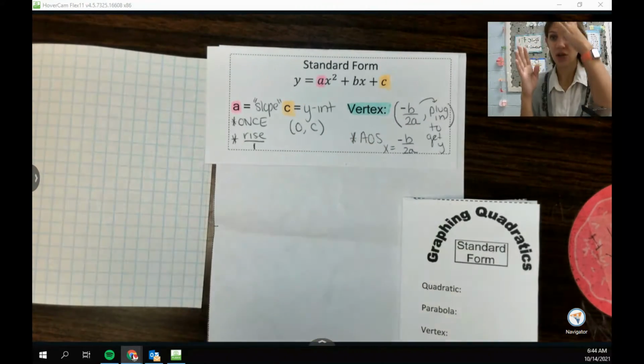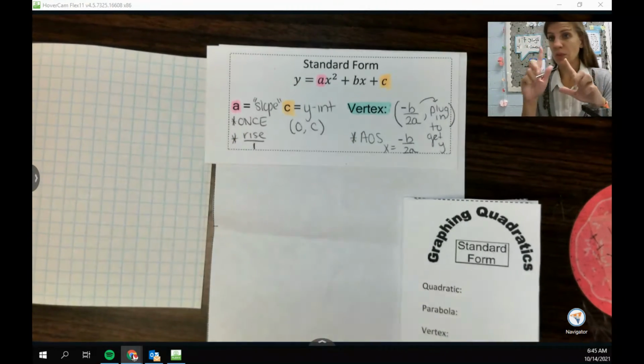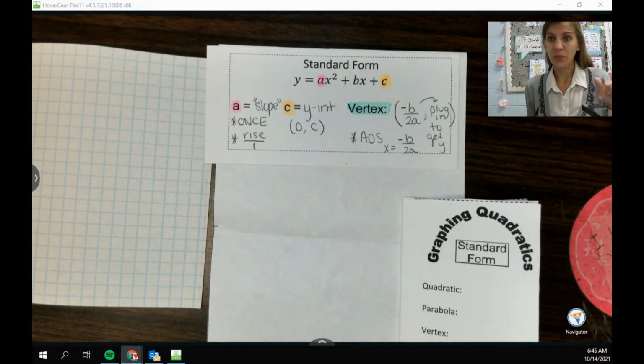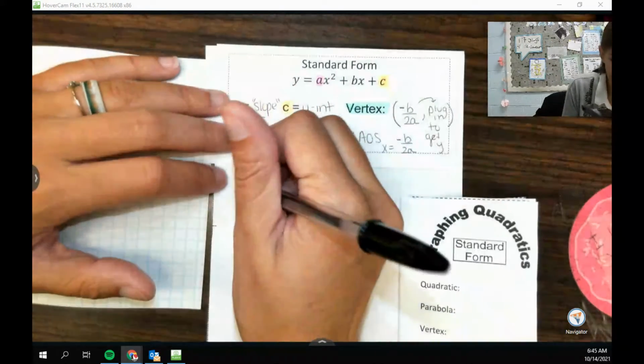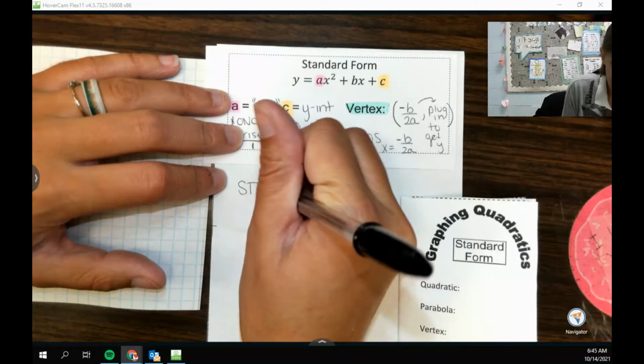So then you'll have a lot of helpful things. You can plot your vertex, you can draw your line of symmetry, you have your slope that you can do once and flip over, put on the other side, and then your y-intercept, which is super easy, no math necessary. You can flip it over and put it on the other side. So, steps for graphing success.